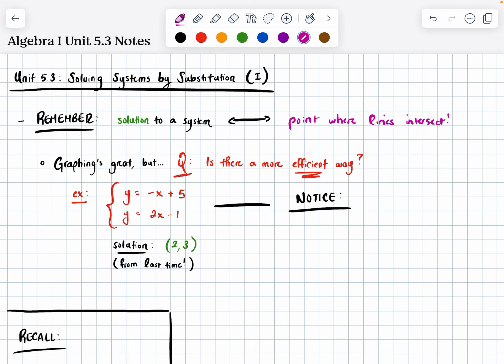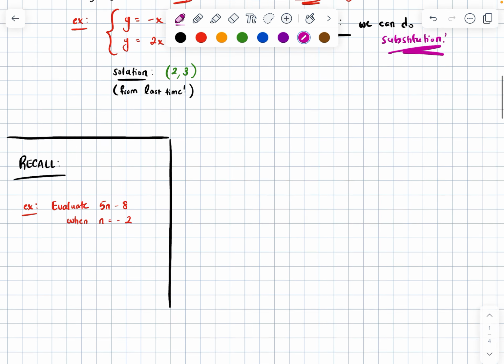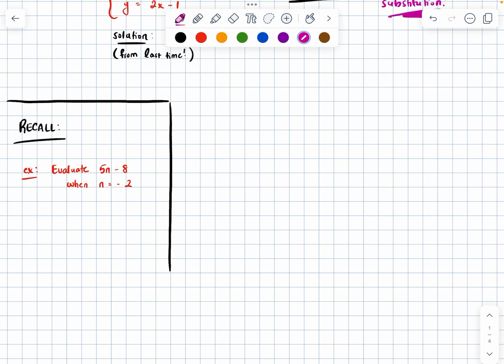Alrighty, stop going. So, hopefully, the fact that our title is substitution gives you a hint that something to do with substitution is probably going to get us to where we want to go. As a really quick aside, do you remember all the way back from Unit 0? We've done some of it in the process of checking our work, but do you remember how to evaluate an expression? So say 5n minus 8 is the expression I want to evaluate, and I want to evaluate it when n equals negative 2.